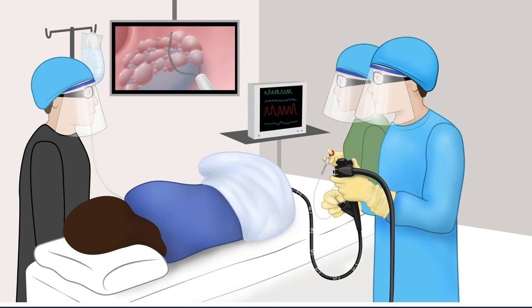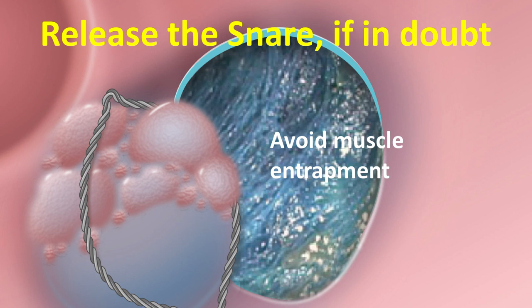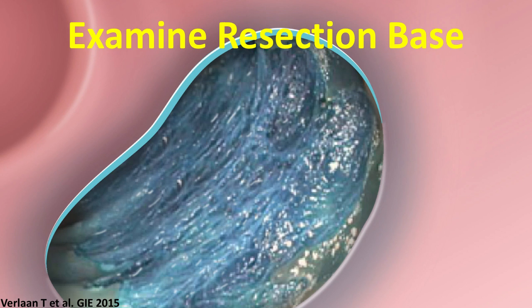So when you're doing a polypectomy by injecting submucosal saline and lifting, you have less thermal injury to the muscle. And keeping the snare parallel to the wall, you avoid muscle entrapment. And when you're in doubt, release the snare so as to let the muscle fall back and avoid that muscle entrapment and injury. Once you resect, you examine the resection base for depth of injury.